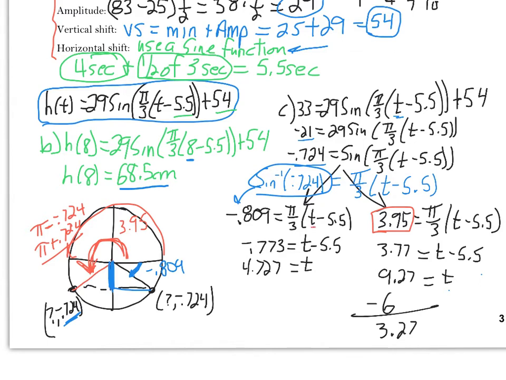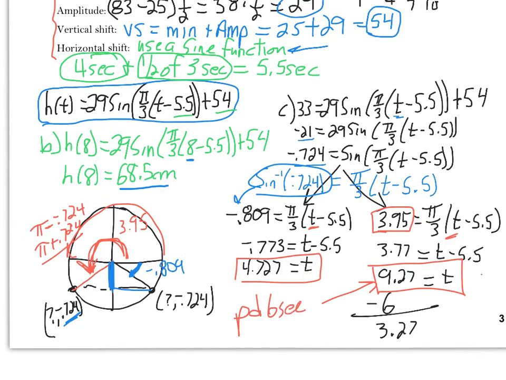And now find your t values. You're going to want to multiply both sides by 3 over pi and then add 5.5. One solution is t equaling 4.727. The other one is t equaling 9.27. But we have a small problem. This answer here is already more than one cycle into our sine function. Remember, the period happened to be 6 seconds.